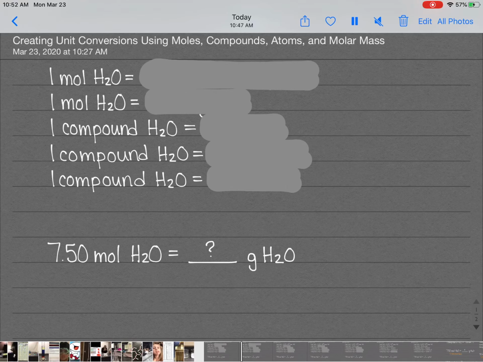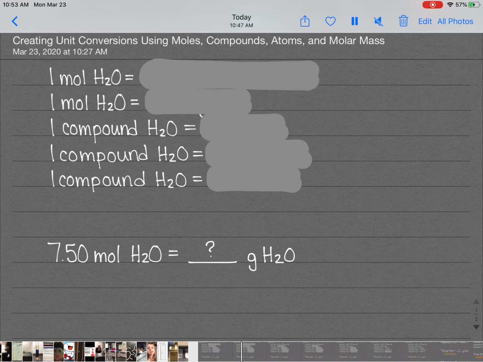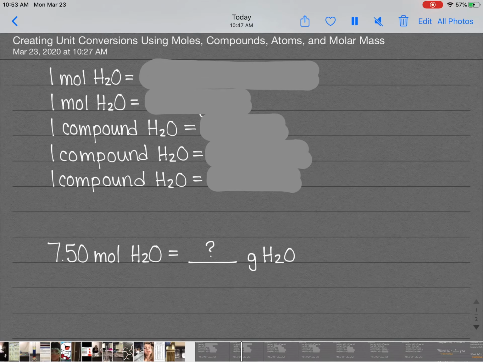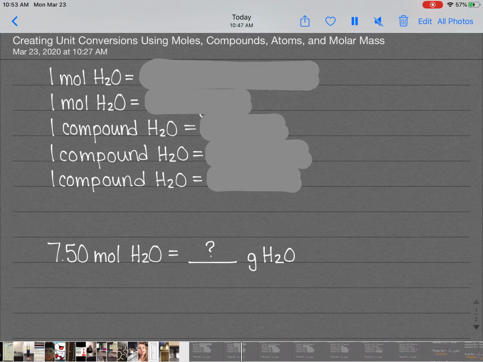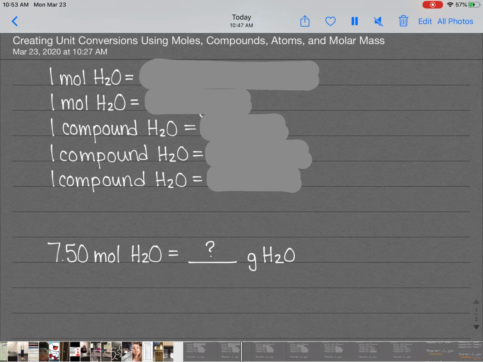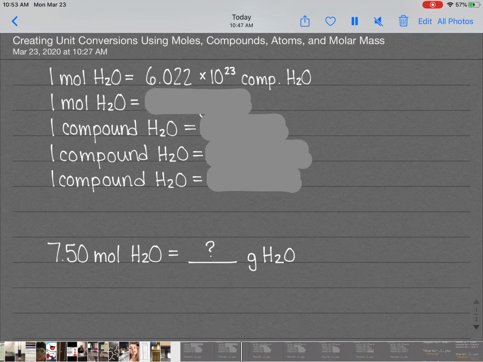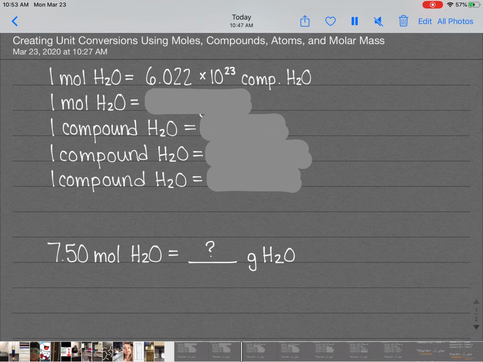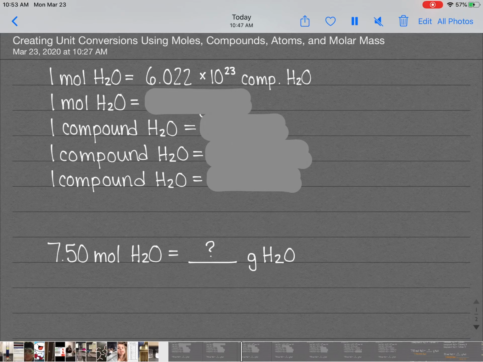So when you have 1 mole of water, you actually have access to quite a bit of information. You can tell how many compounds, what the molar mass is, how many atoms are contained, and you just need to unpack all of that. In this first example, 1 mole of water will contain 6.022 times 10 to the 23rd compounds of water. And that works very beautifully for any mole to compound conversion.